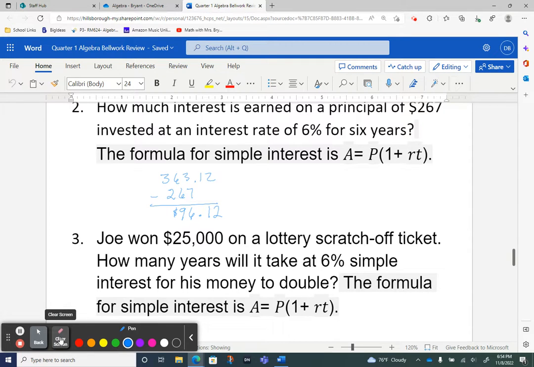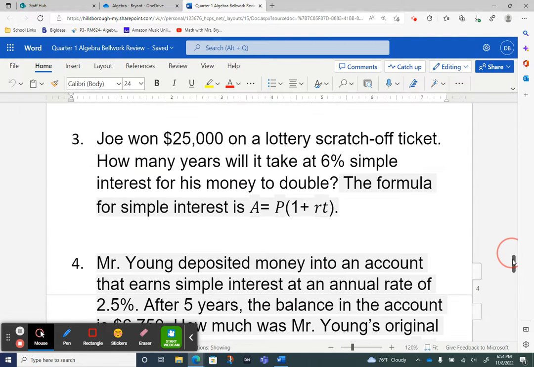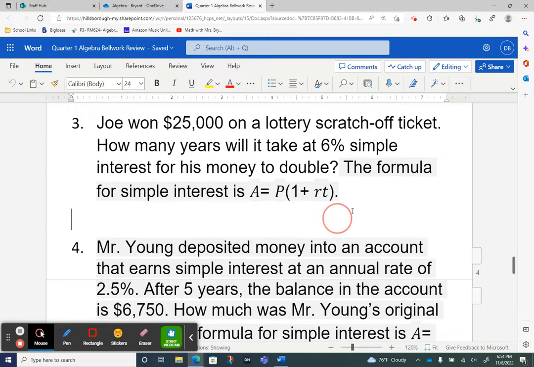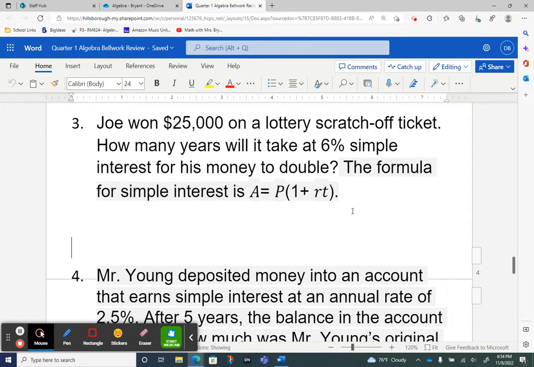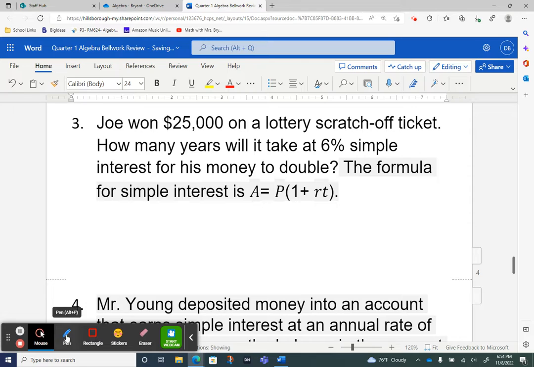Okay, I know it's going really fast. We've already gone over these, but let's just make sure that we understand 3 and 4. For 3, apparently I need to add another little bit of a space. Joe won the lottery. Good for him. He wants to double his money. So double the money means that the account at the end would be $50,000. His principal is that $25,000 that he started off in the account.